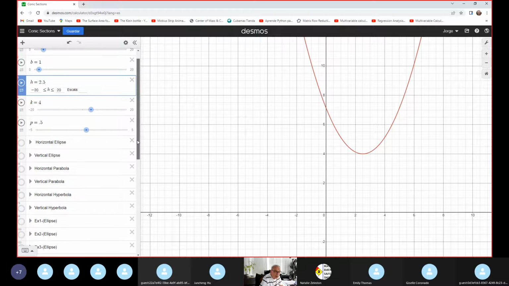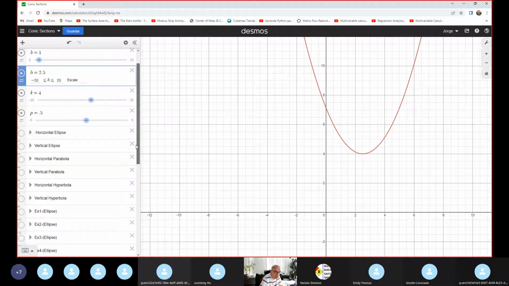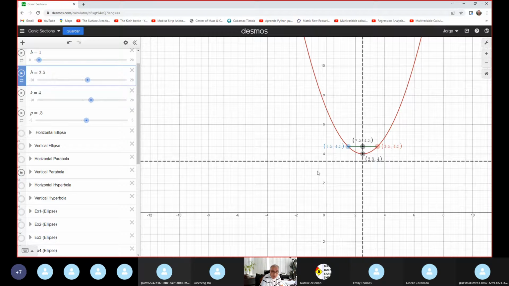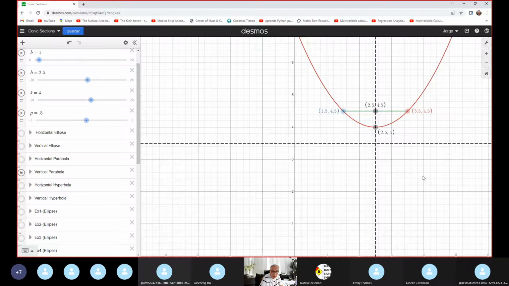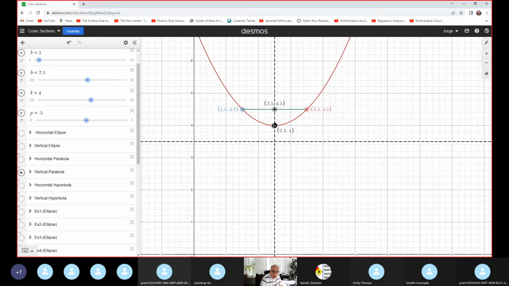And you categorize it as a vertical parabola, no? Like so. Boom. And we have here the picture in detail. This is the vertex. The vertex is 2.5, 4, exactly as we predicted. The focus is p distance up, because remember the focus is inside the parabola. And how do you find the coordinates? The same H, 2.5, comma 4.5. Why 4.5? Because the distance is p, p is 0.5, and 4 plus 0.5 is 4.5.